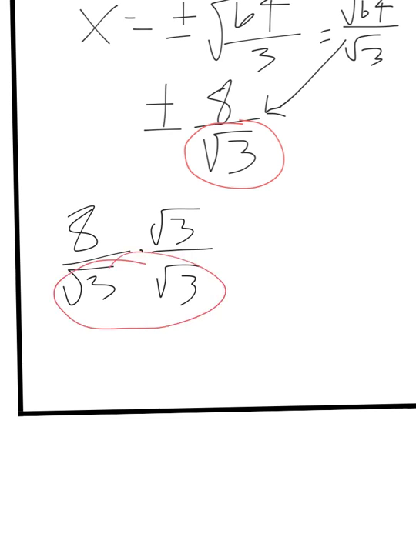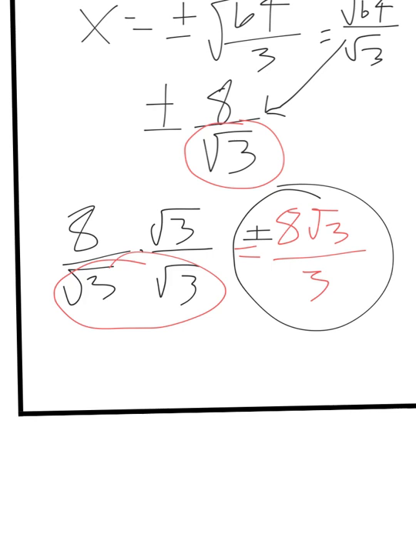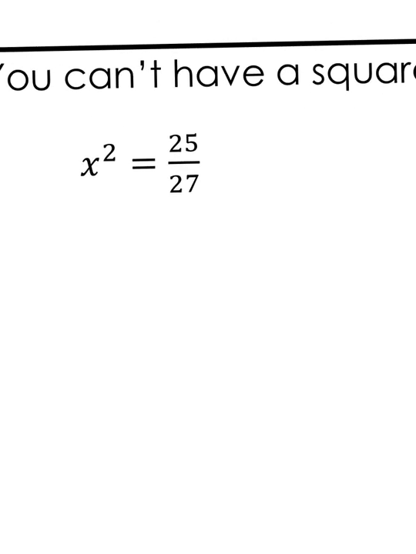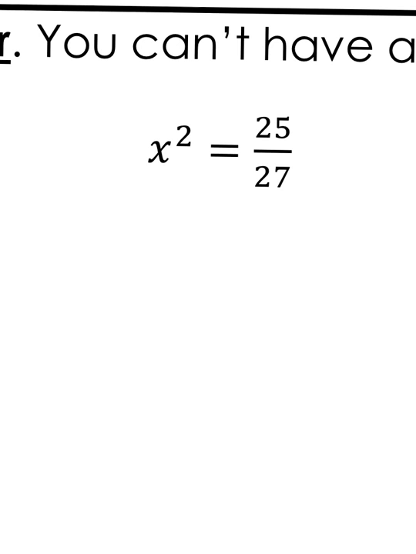This is squaring a square root. What does that mean? It just means you're going to get that number that's inside. So my final answer is 8 square root of 3 over 3. And then don't forget your plus or minus. Okay? That's the final answer. So that might be a little confusing. So let's keep moving, and hopefully it'll make a bit better sense in a little bit here.